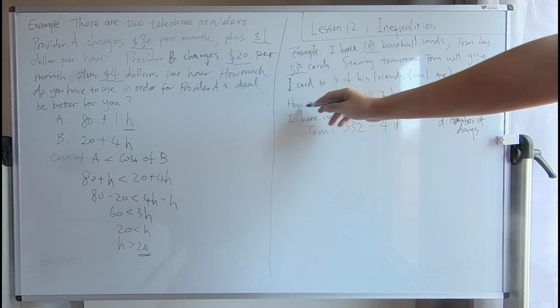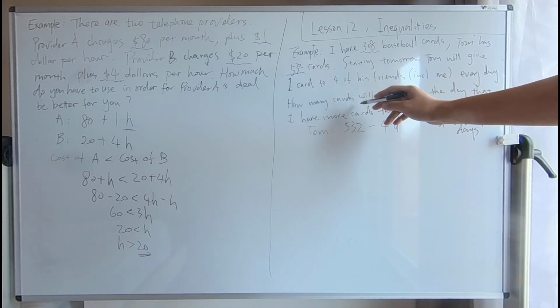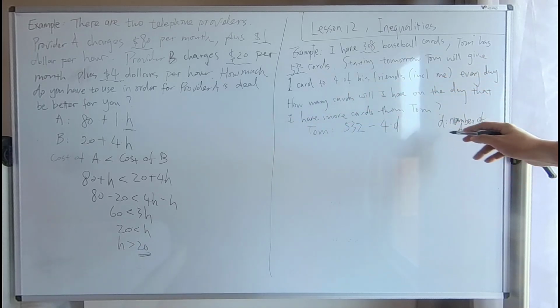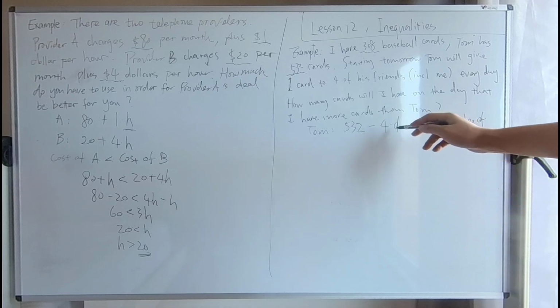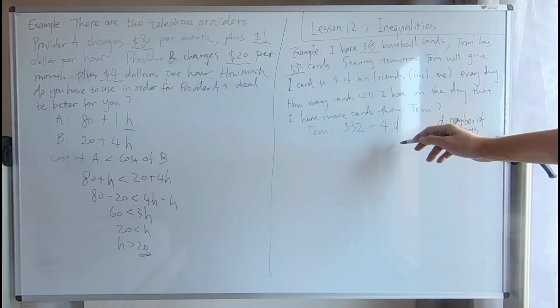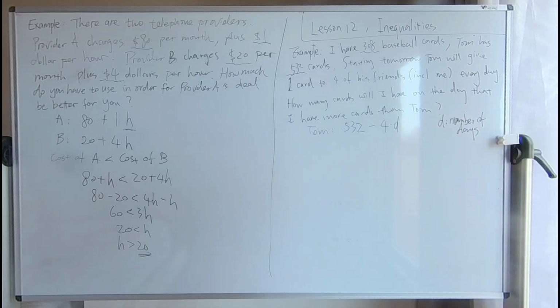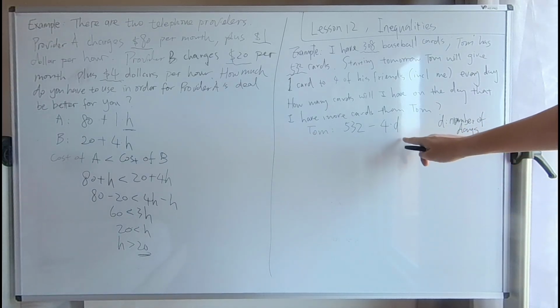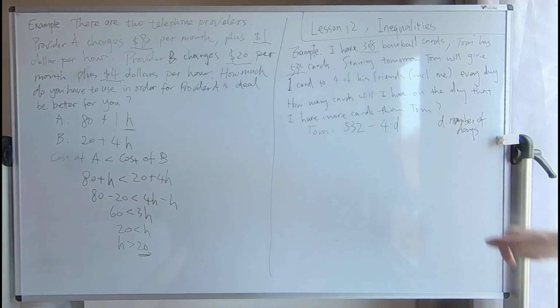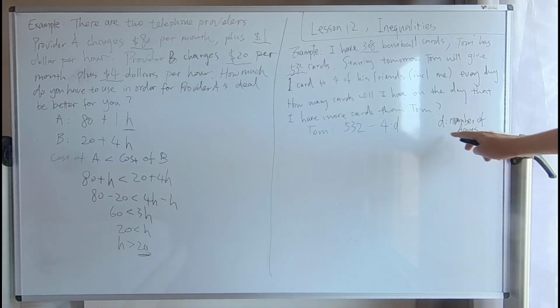However, this question is asking how many cards, not how many days, but it's easier to assign my unknown as the number of days. So we'll solve the number of days and then we will find the number of cards. This is similar to solving equations: you don't have to assign your unknown directly to your question. You can assign it in an indirect way.